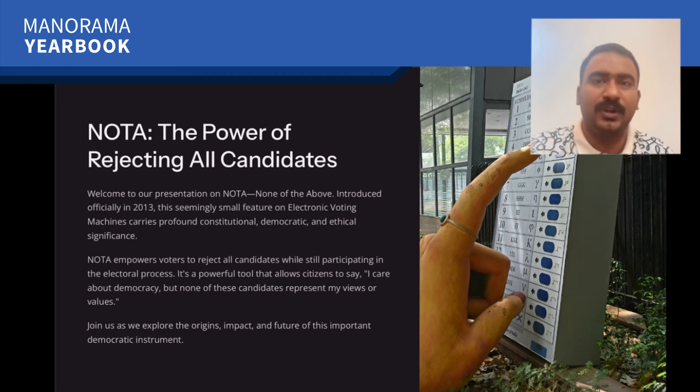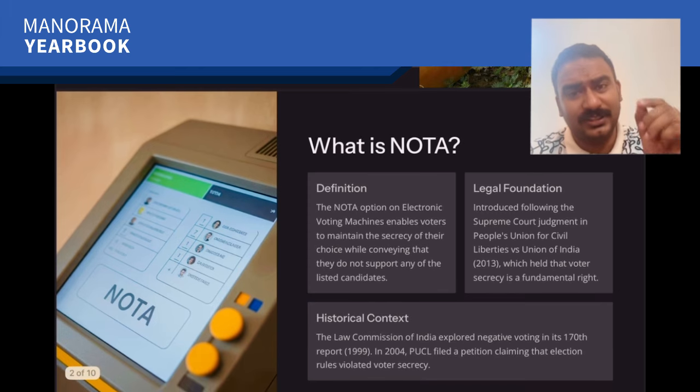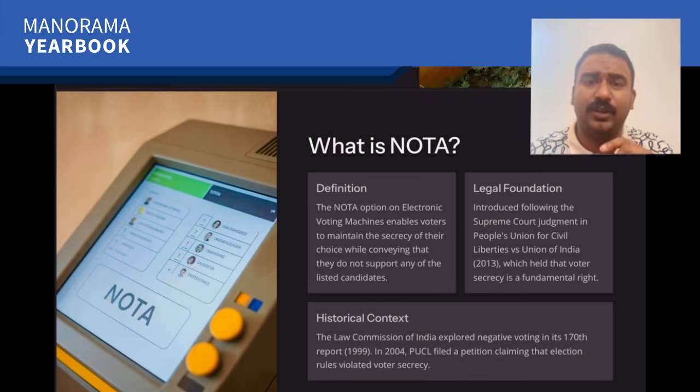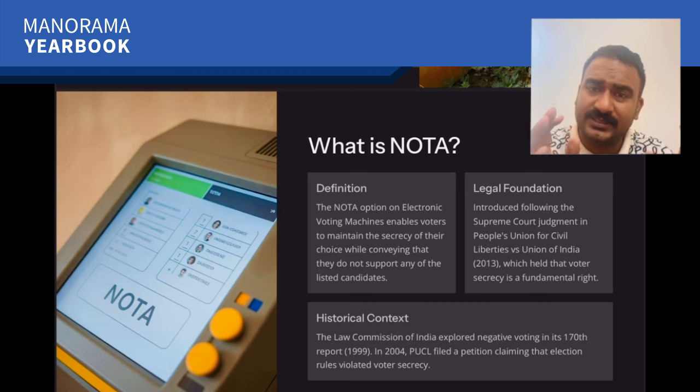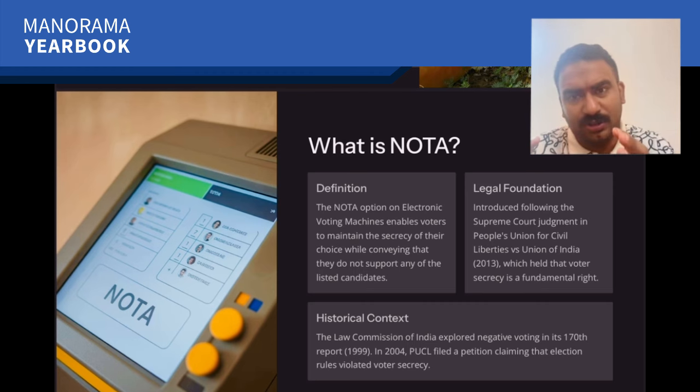It is a powerful tool in the hands of the electorate, a way to say, I care about democracy, but none of these candidates represent my views or values. Now, let's begin with the basics. What is NOTA? We know that the NOTA option in the electronic voting machine enables voters to maintain the secrecy of their choice while conveying that they do not support any of the listed candidates.